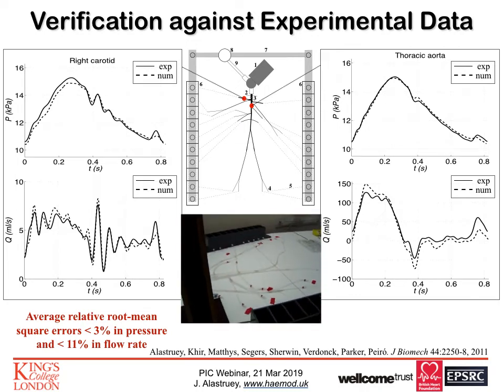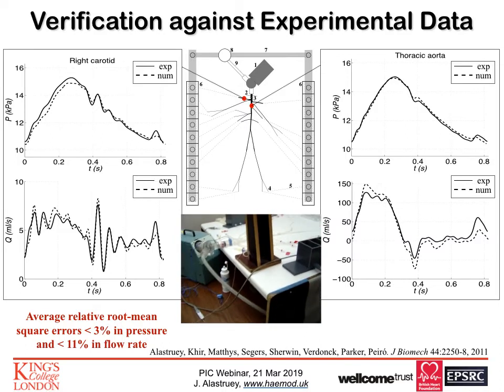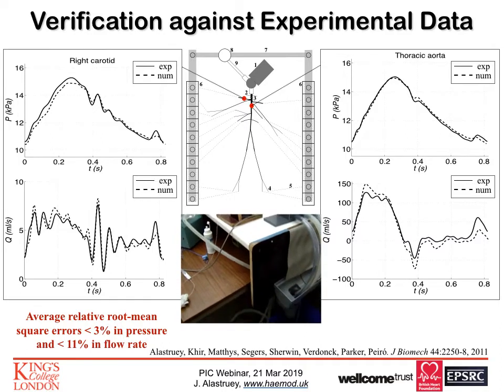The plots show comparisons for blood pressure and blood flow wave at 2 points in the silicon network, the right carotid artery and the thoracic aorta.